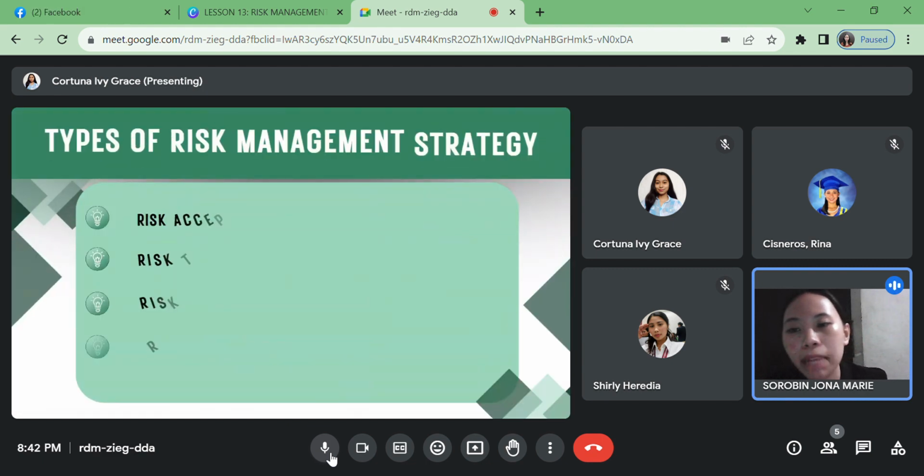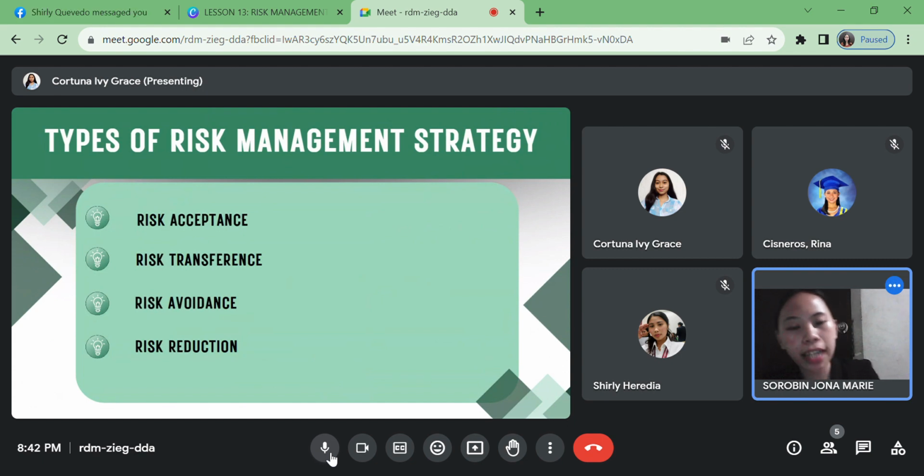So these are the 4 types of risk management strategy. So first is the risk acceptance. So accept the risk and implement contingency plans in case the risk does occur. For example, in my example a while ago, the bad weather. So you accept that a typhoon is coming, you accept that you will reschedule the event, so we still have a strategy for the said event to continue. Next is risk transference.